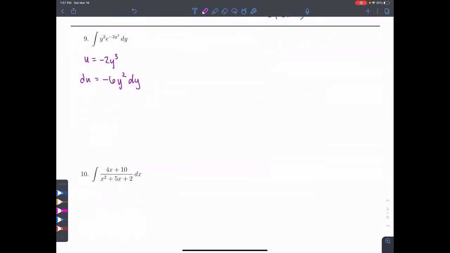So what we have in our integral, if you go back and rewrite this, this is equal to the integral of e to the negative 2y cubed times y squared dy. So I need to get that by itself, that y squared dy. So I'm going to divide by negative 6. So I have negative 1/6 du equals y squared dy. And then I'm going to make that substitution now.